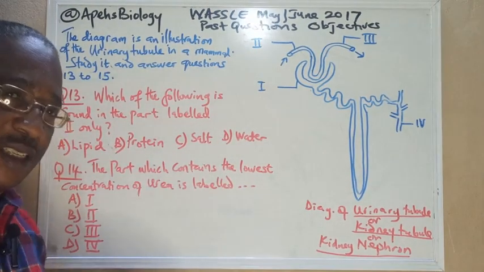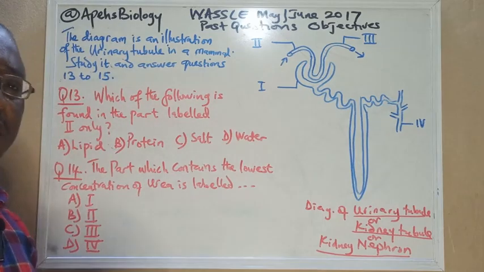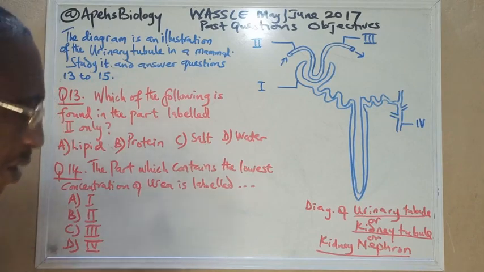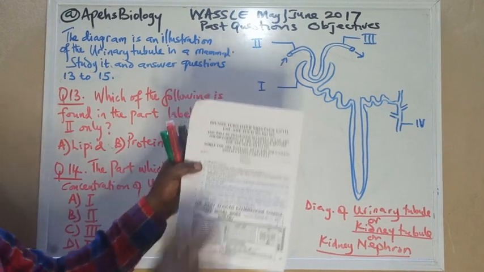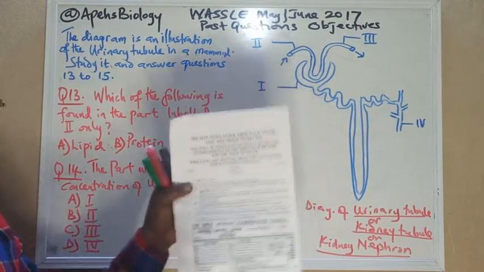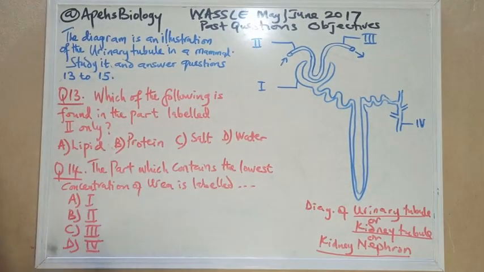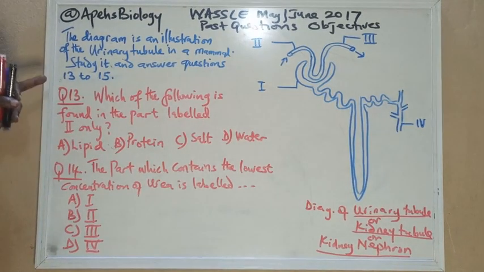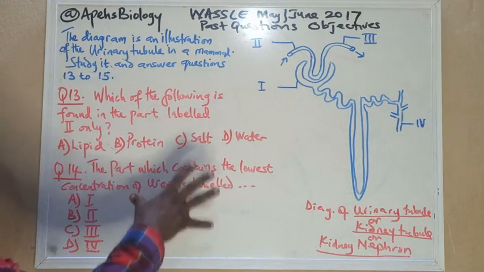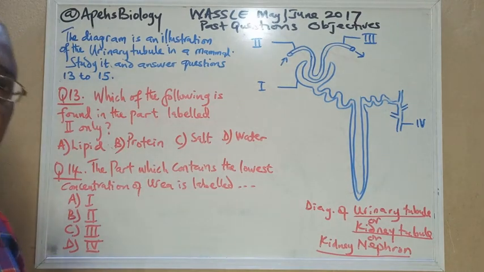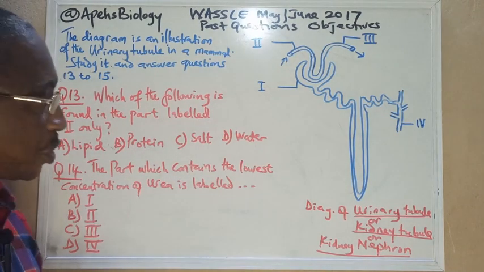This tubule is the singular unit that is responsible for urine formation in the human body. Now, what I'm holding here is a sample of the WAEC past question, the hard copy. If you go to your hard copy, I just picked question numbers 13 and 14 to give the explanation. We are going to use this question to understand what we know about the human mammalian kidney and the process of excretion.